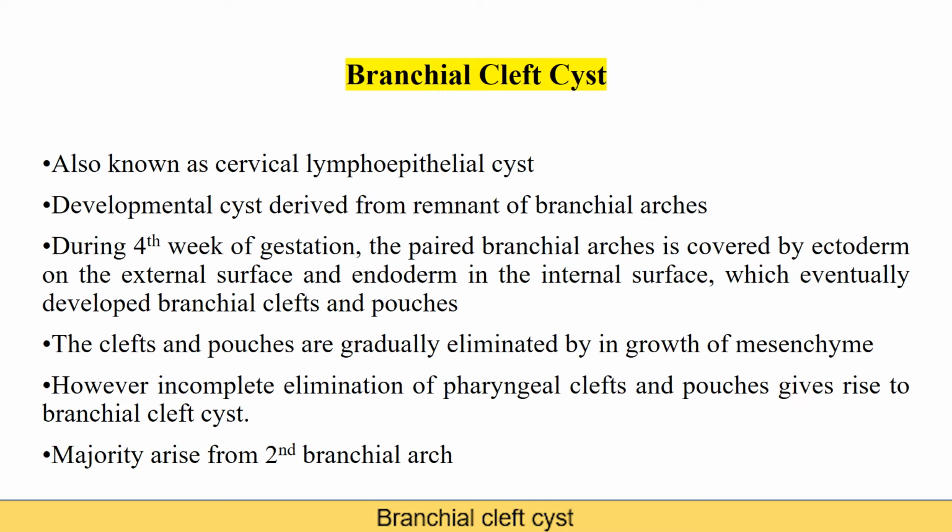Branchial cleft cyst is also known as cervical lymphoepithelial cyst. It is a developmental cyst derived from remnants of branchial arches. During the 4th week of gestation, the paired branchial arches are covered by ectoderm on the external surface and endoderm on the internal surface, which eventually develop branchial clefts and pouches. The clefts and pouches are gradually eliminated by ingrowth of mesenchyme. However, incomplete elimination of pharyngeal clefts and pouches gives rise to the branchial cleft cyst. The majority of the cysts are derived from the second branchial arch.